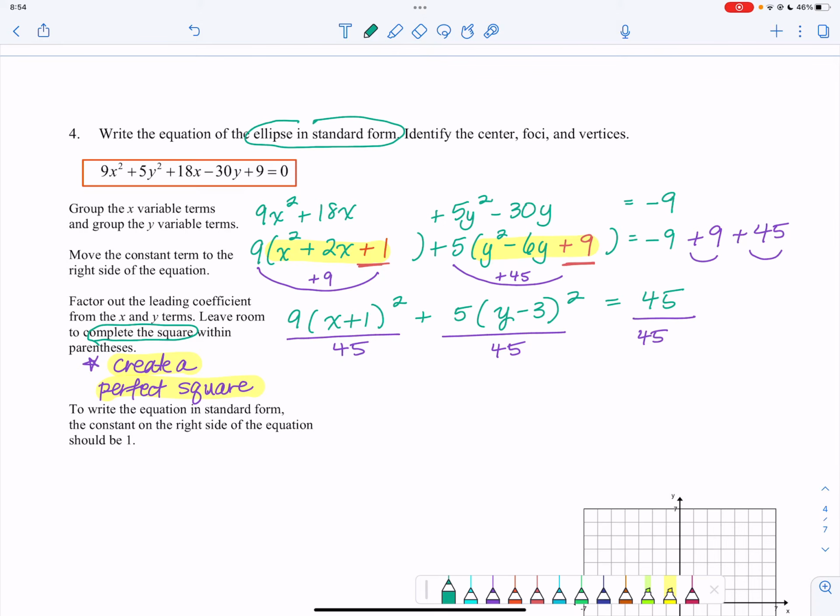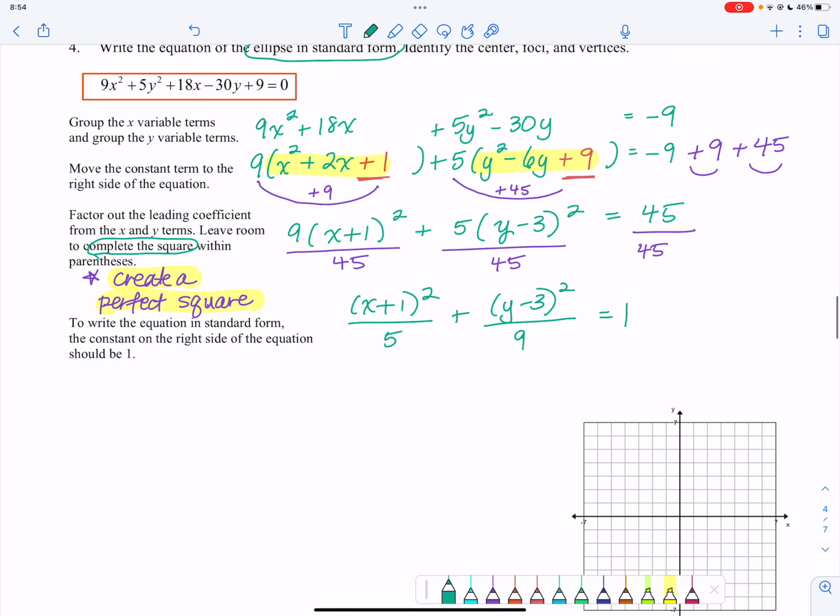So 9 divided by 45 is 5, so we have (x plus 1) all squared divided by 5. We have (y minus 3) all squared divided by 9, and that's equal to 1. So we did it. Here you can see, let me put that in a different color, a squared is 9. B squared is 5. So A is 3 and B is root 5.